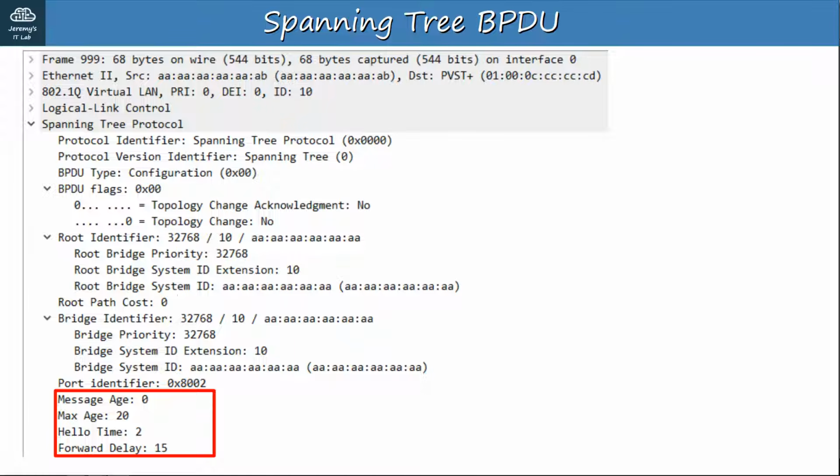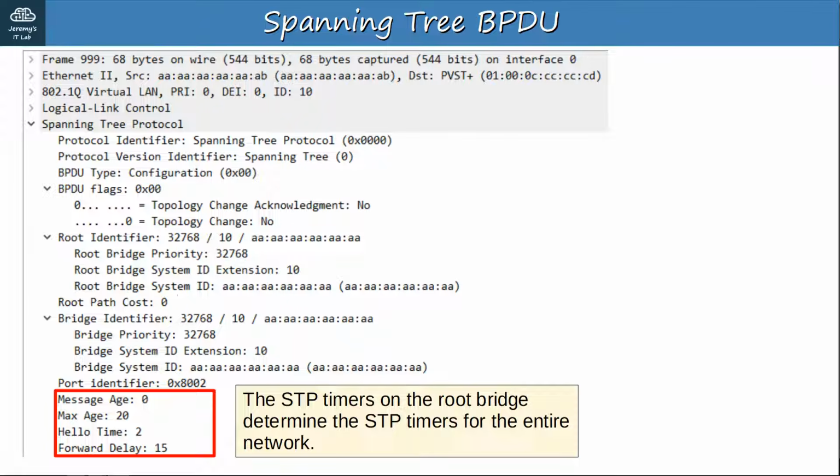After that, we have the 3 timers we talked about: max age, hello, and forward delay. By the way, the spanning tree timers on the root bridge determine the timers used for the rest of the switches in the network, even if they are configured differently.